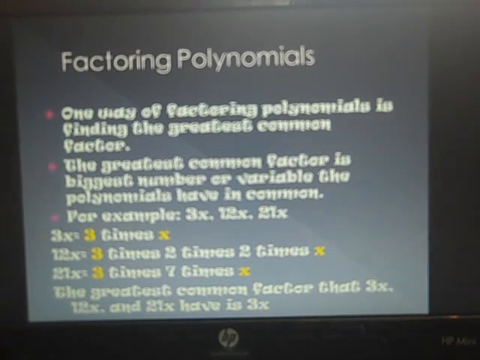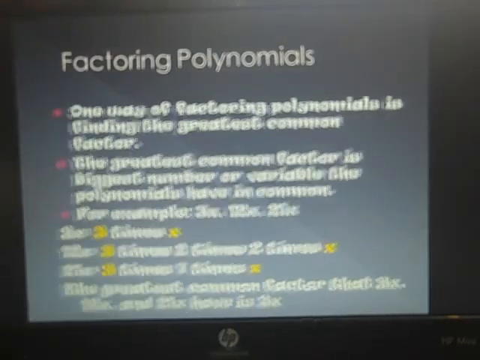Factoring polynomials. One way of factoring polynomials is finding the greatest common factor. The greatest common factor is the biggest number of variables the polynomials have in common. For example, 3x, 12x, and 21x. 3x equals 3 times x. 12x equals 3 times 2 times 2 times x. 21x equals 3 times 7 times x. The greatest common factor that 3x, 12x, and 21x have is 3x.